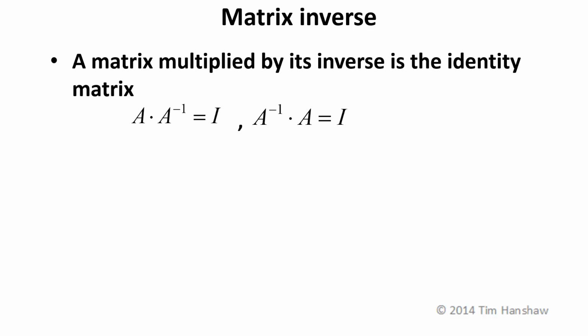Now I want to define a matrix inverse. I'm going to define that in much the same way as we defined an inverse of a scalar. The definition is that a matrix A multiplied by its inverse gives the identity matrix back. I can either post-multiply A by A inverse, in which case A inverse shows up after A, or I can pre-multiply A by A inverse, in which case A inverse comes before A in the expression. Either way, the result is an identity matrix.